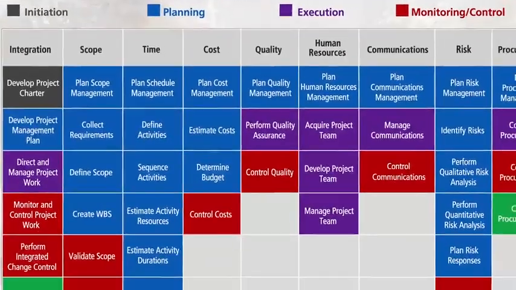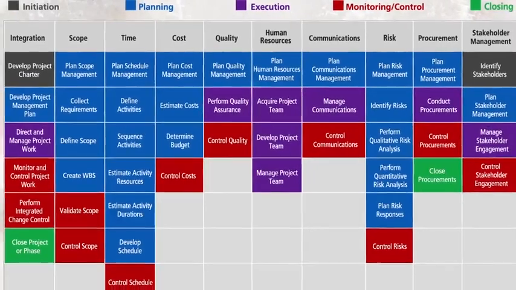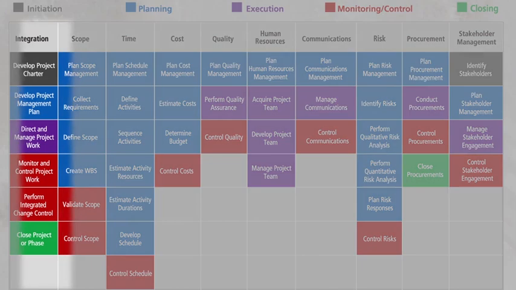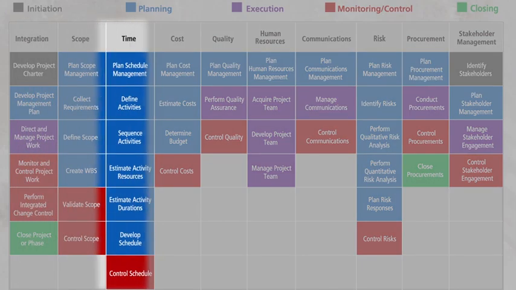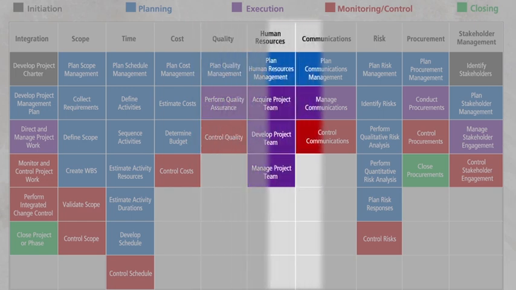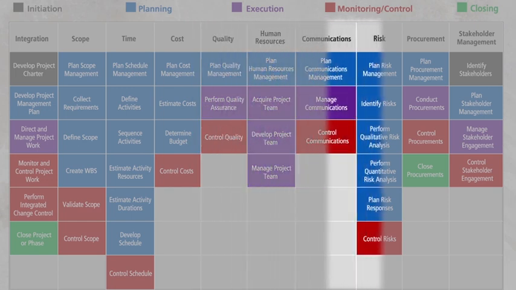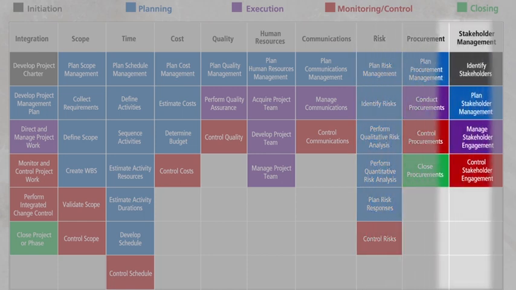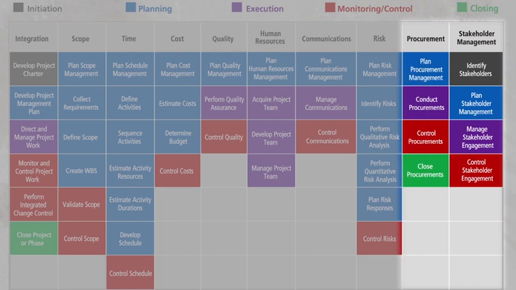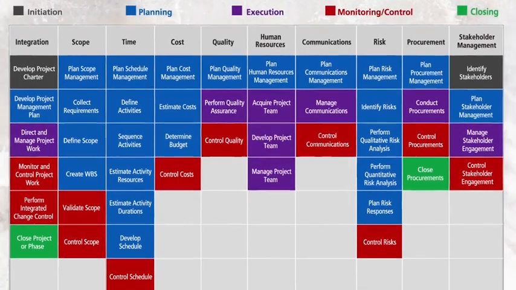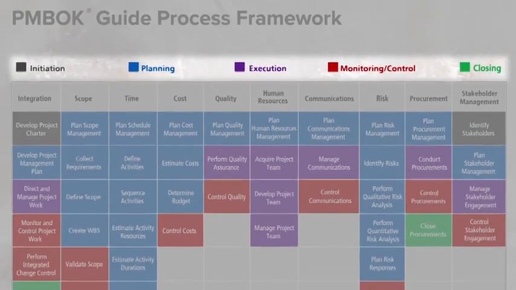As you look at this framework that has 10 columns and 5 colors, the columns refer to what are known as knowledge areas. You can see integration, scope, time, cost, etc. That means that all of the knowledge in project management falls into one of these buckets, if you will. Each bucket represents a column or a knowledge area. What are the 5 colors that you see?